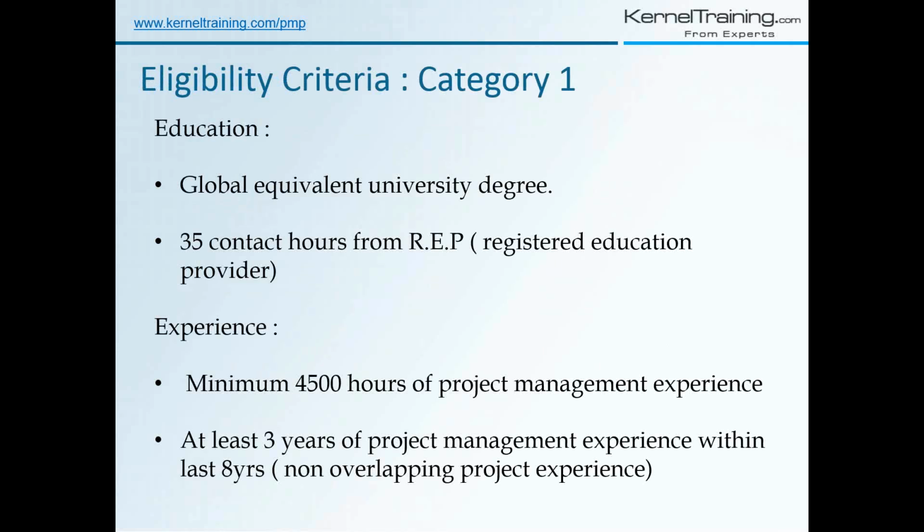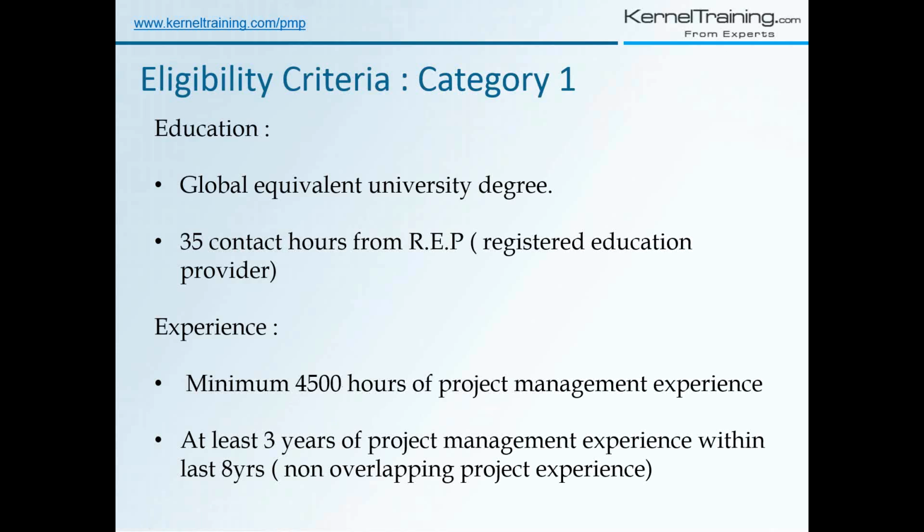Eligibility criteria, there are two categories. The first category, category 1, you need to have a degree, that is a global equivalent university degree, plus 35 contact hours from any REP. You're going to get that from Kernel training after you complete the 4-day session. Those are 35 PDUs. And the experience you require for writing the PMP exam is 4,500 hours of project management experience. That is mandatory.